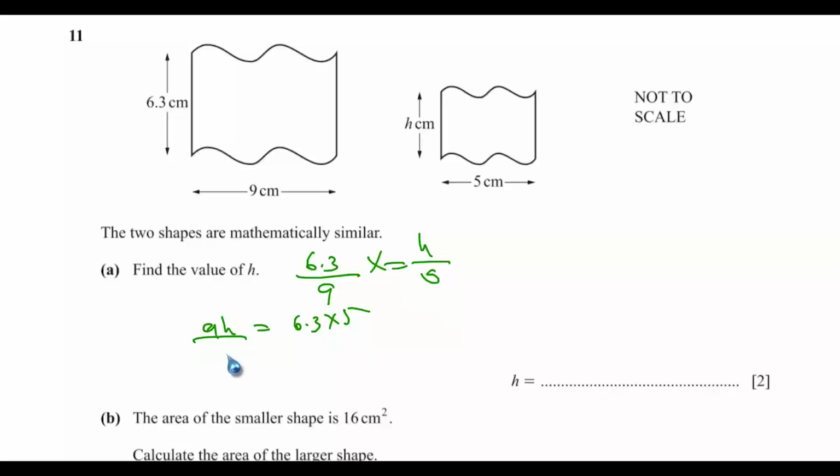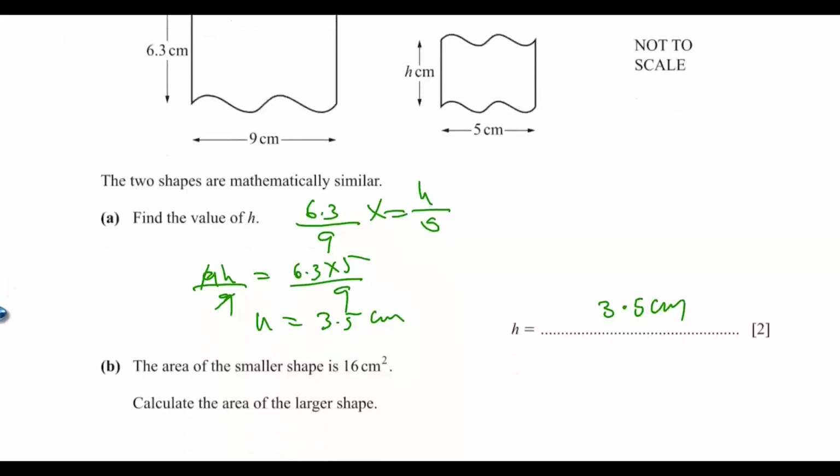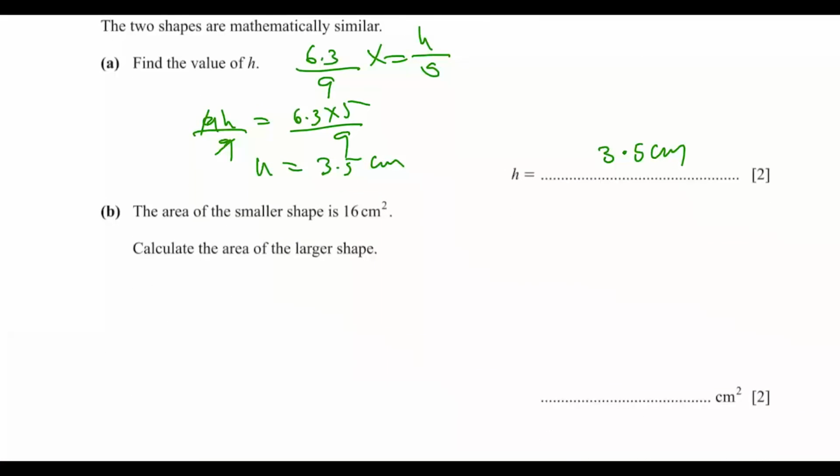And if you divide both sides by 9, you have the value of h equals 6.3 times 5 divided by 9. That will give you 3.5 centimeters. So h equals 3.5 centimeters. So part B, the area of the smaller shape is 16 centimeters squared.